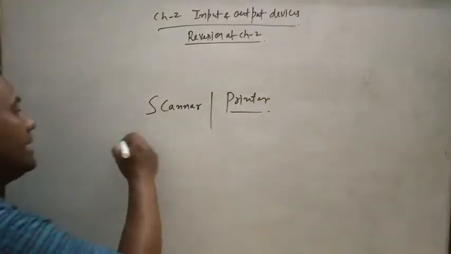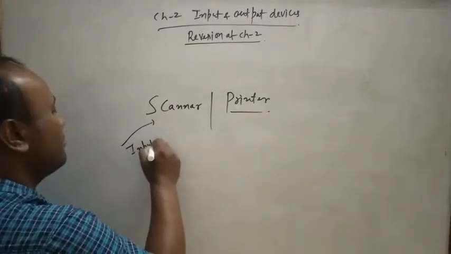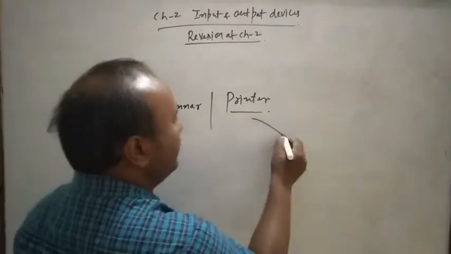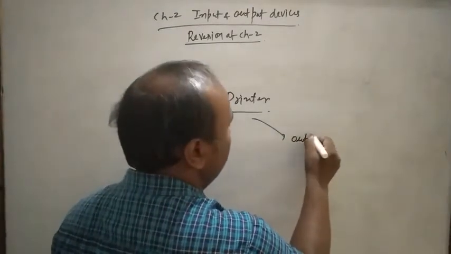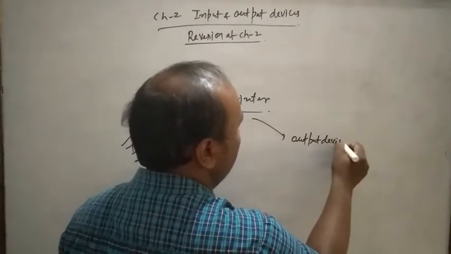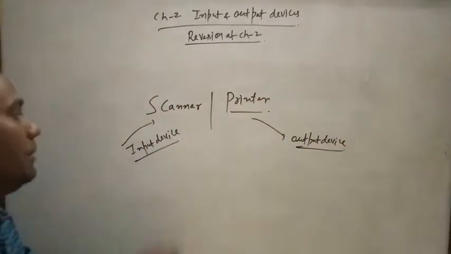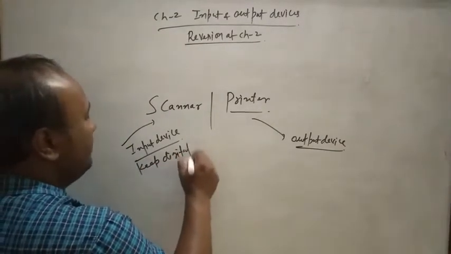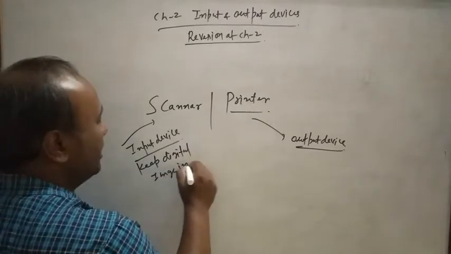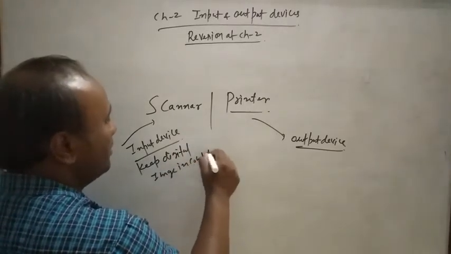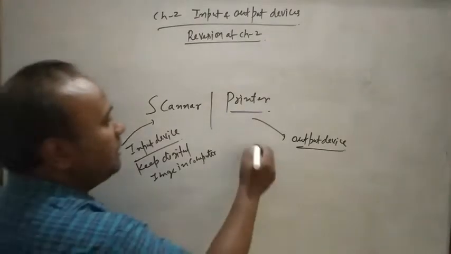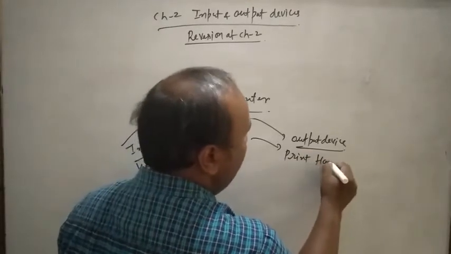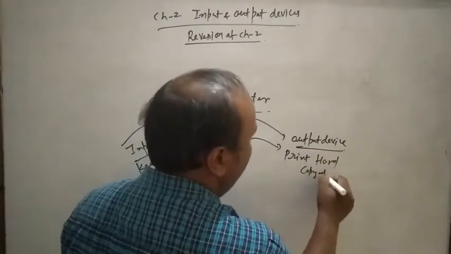The scanner is an input device, while the printer is an output device. First of all, with the help of the scanner we can keep a digital image in the computer, and with the help of the printer we can print a hard copy of a document.